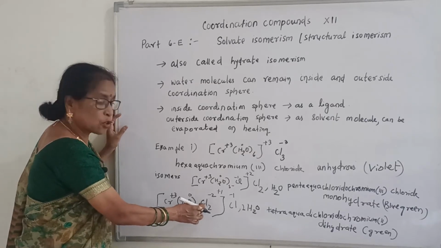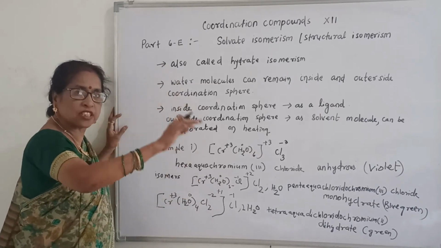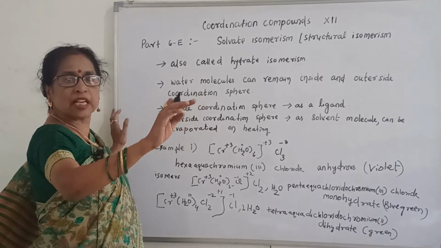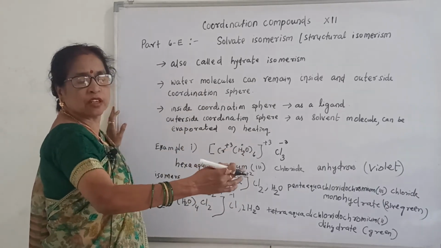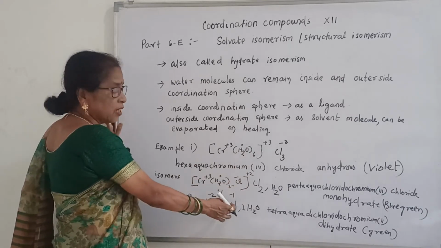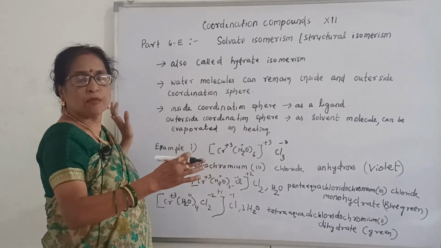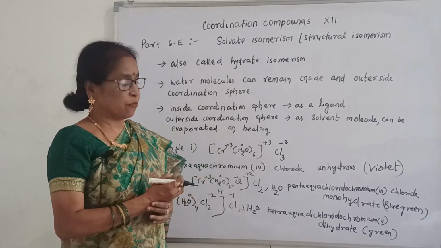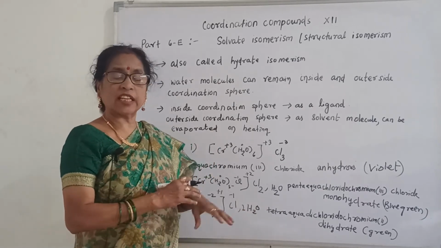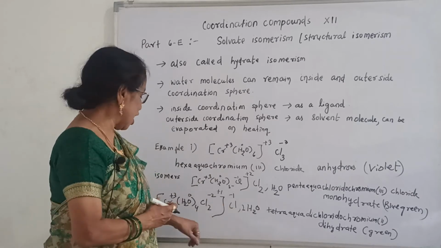Now, chloride present in the coordination sphere never behaves as a radical. But chloride present outside the sphere as a chloride ion will give the chloride test on treating with silver nitrate: it gives a white cloudy precipitate. Now the color is green, that is the dihydrate. So what is the name?